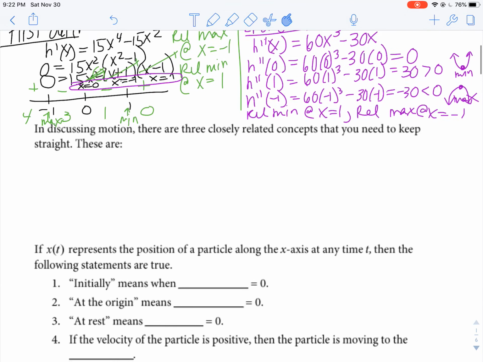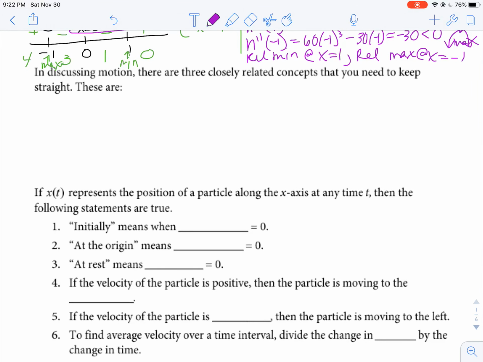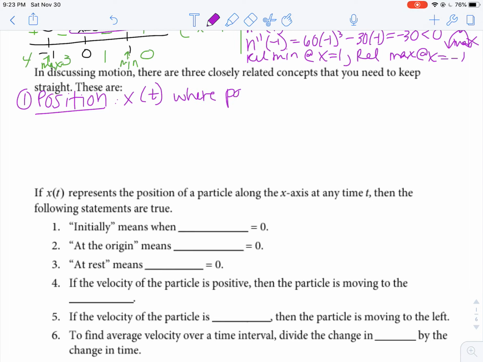All right, so when you're discussing motion, we have 3 closely related concepts. So the first one is going to be position. A lot of times they refer to that as x of t. So that determines where the particle is located on the x-axis at a given time t.